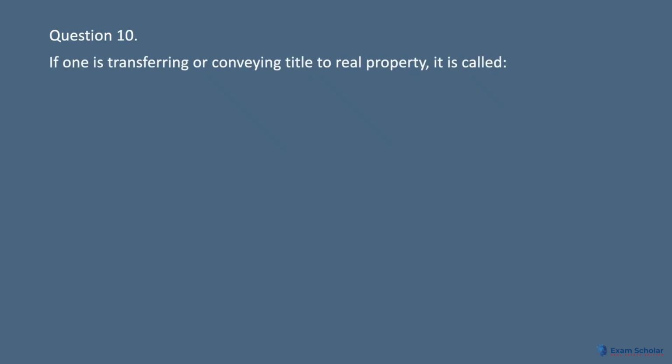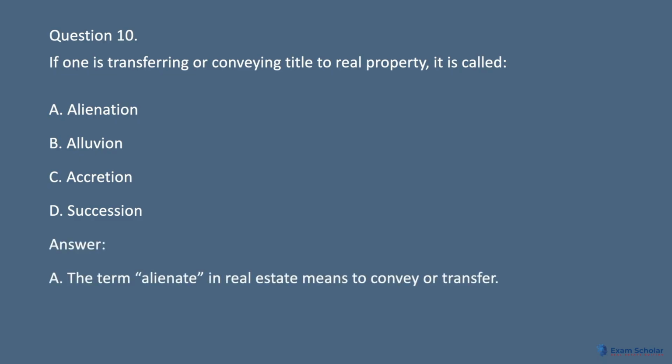Question 10. If one is transferring or conveying title to real property, it is called A. Alienation. B. Alluvion. C. Accretion. D. Succession. Answer A. The term alienate in real estate means to convey or transfer.